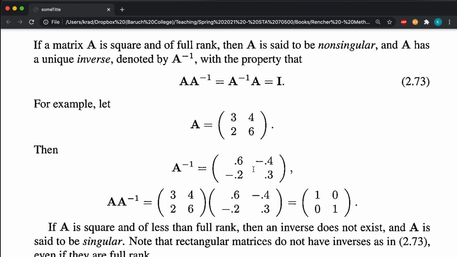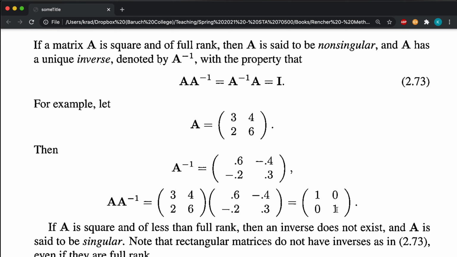So a lot of research revolves around avoiding dealing with matrix inverses because it's computationally expensive. But more of that later. But for now, you can see you have this matrix A, this is the inverse, and then you multiply them and you get the identity.